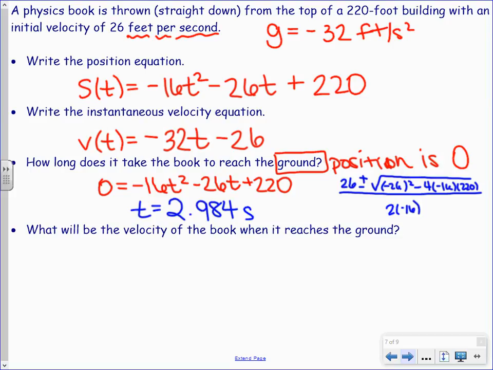All right, so how about this? What will the velocity be when it reaches the ground? What does that mean? What are we looking for? We're looking for velocity. So, what are we plugging in for t? 2.984. When it hits the ground, it's 2.984 seconds. So to find the velocity there, we need to plug that number in.